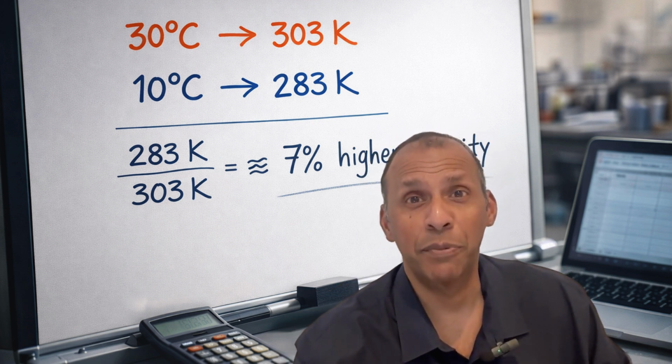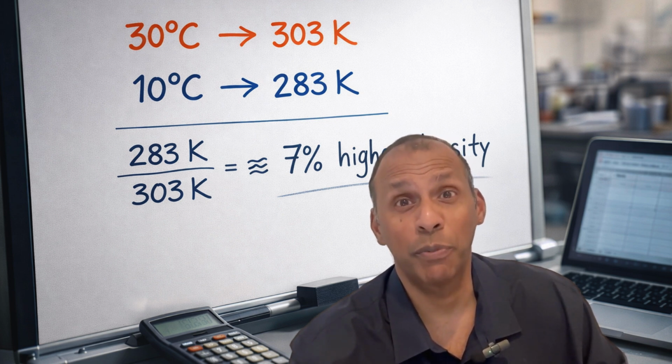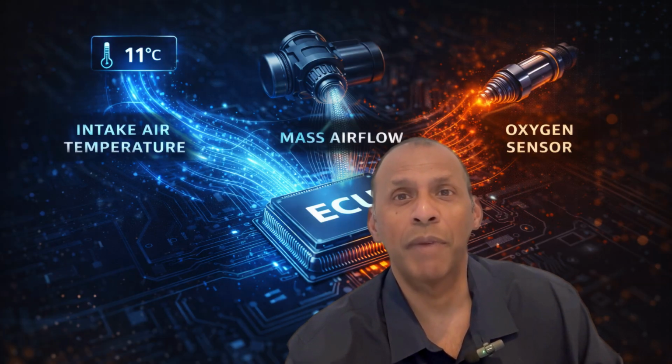If the engine management system actually adds some extra fuel to match. So for a 150 horsepower engine, that's about 10 more horsepower. And modern ECUs absolutely do. So when people talk about cold air equals more power, this is the actual mechanism. It's not magic, it's not noise, it's thermodynamics.